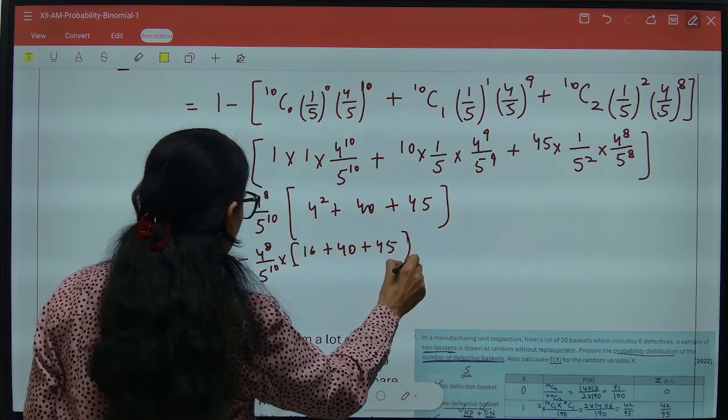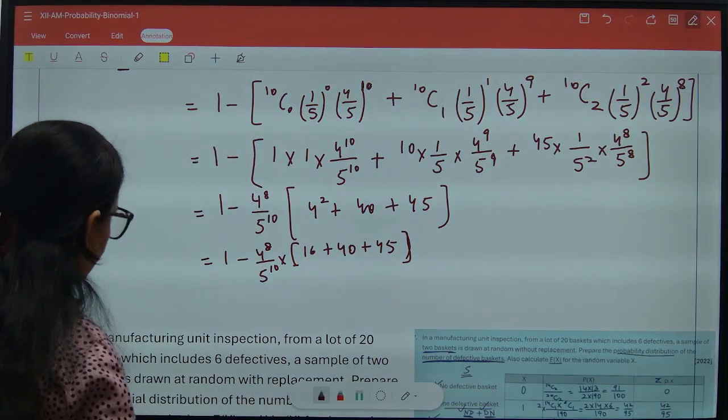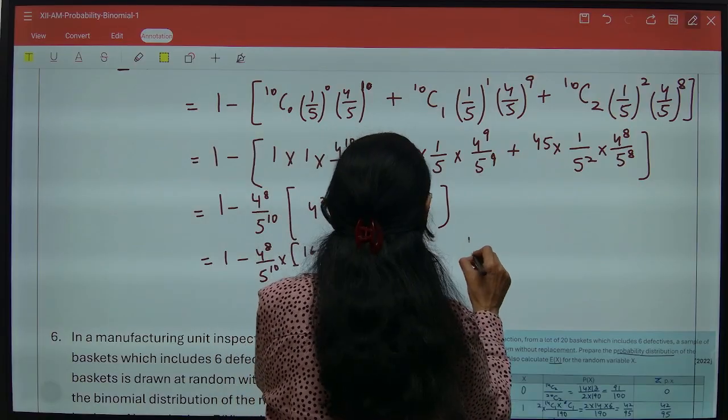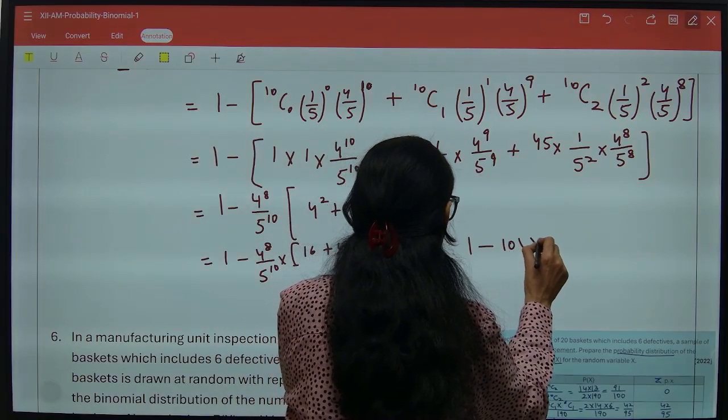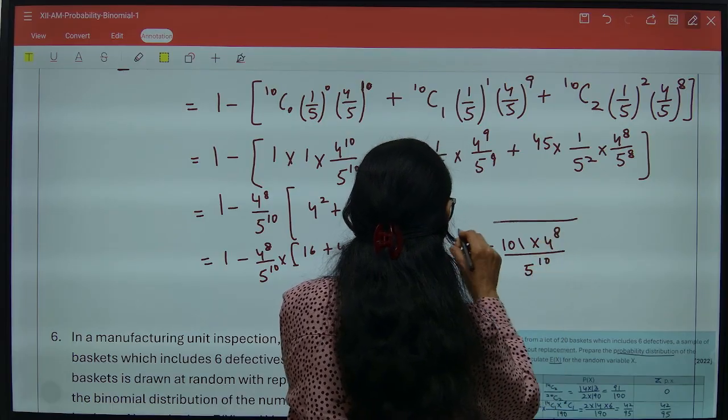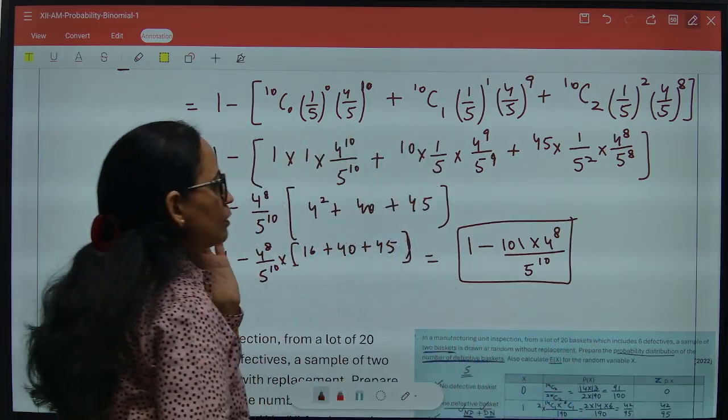40 plus 40, 80, 85, 85 and 16, so it comes out to be 101. So that means the answer is 1 minus 101 into 4 to the power 8 upon 5 to the power 10. So you can leave it in the exponent form, no need to calculate.